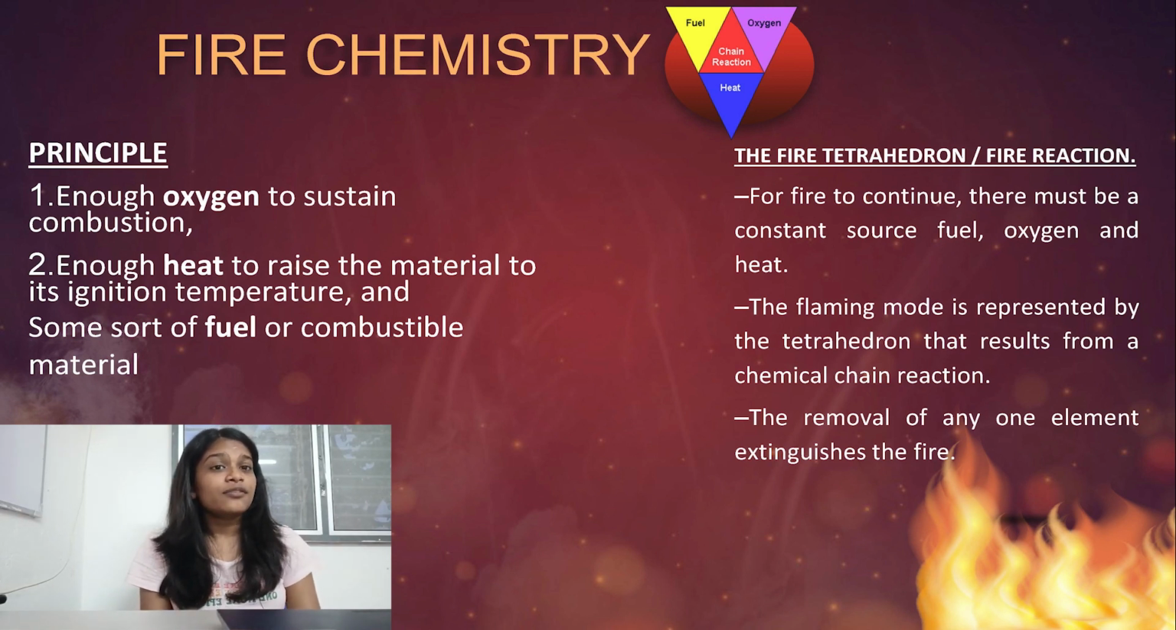Next, we will be seeing fire chemistry, which is the fire tetrahedron, also known as the fire reaction. Remember, for fire to continue, there must be a constant source of fuel, oxygen, and heat. And the flaming mode is represented by the tetrahedron, which results from a chemical chain reaction. Removal of any one element extinguishes the fire. Which means, kalau terdapat kekurangan elemen, dia akan padamkan api tersebut.